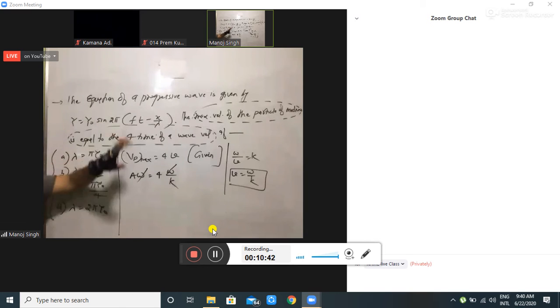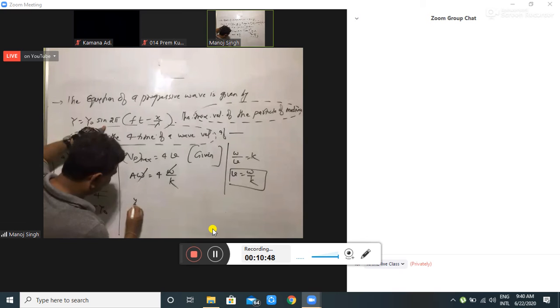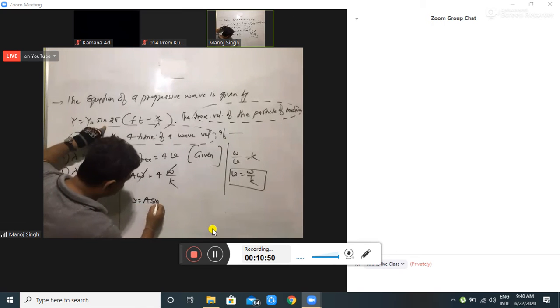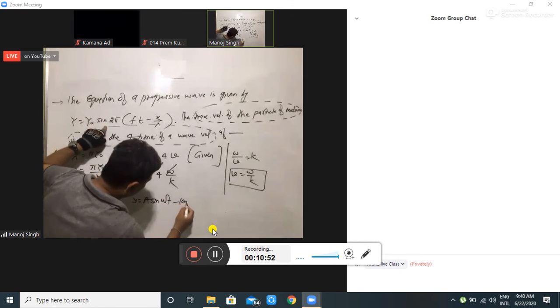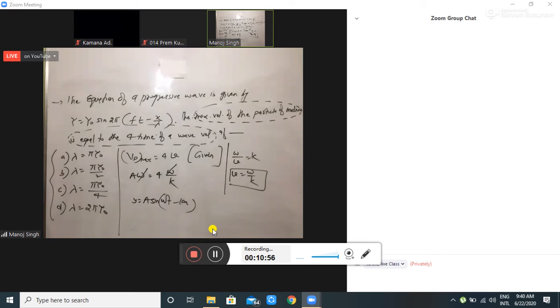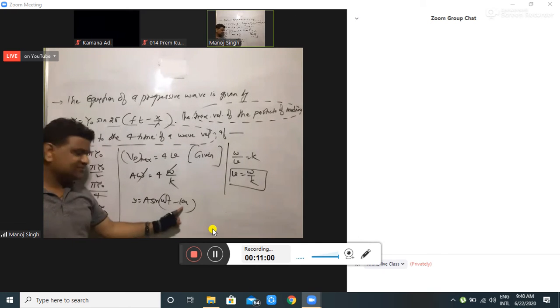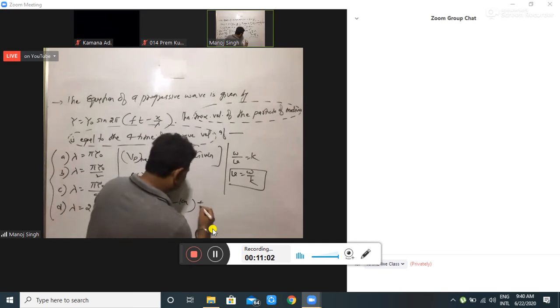This equation we can compare with the general equation of progressive wave. What is the general equation of progressive wave? y is equal to a sine of omega t minus kx, plus phi naught.